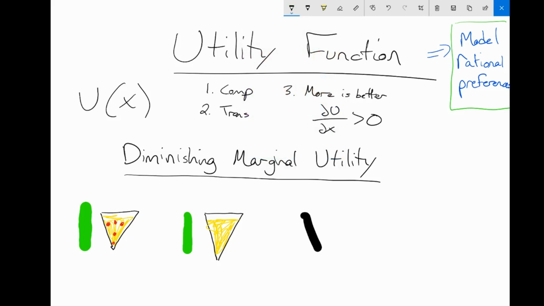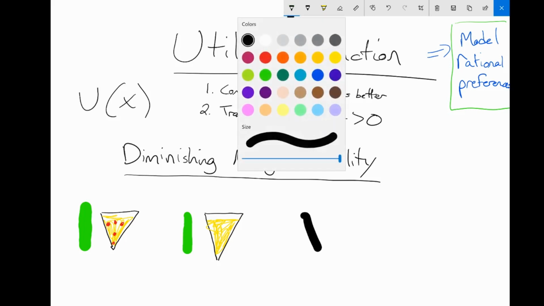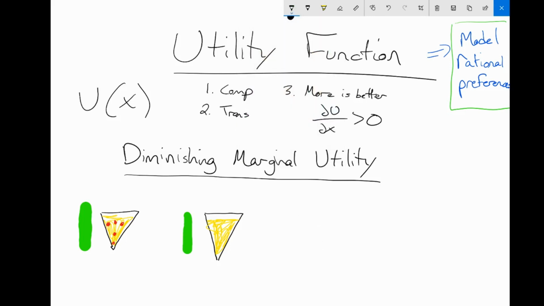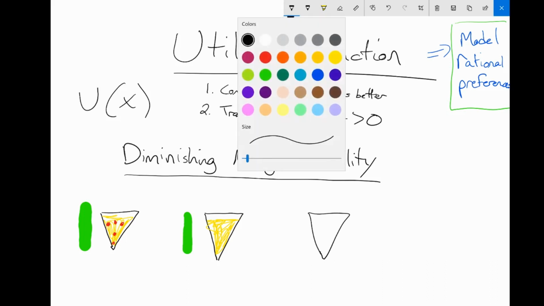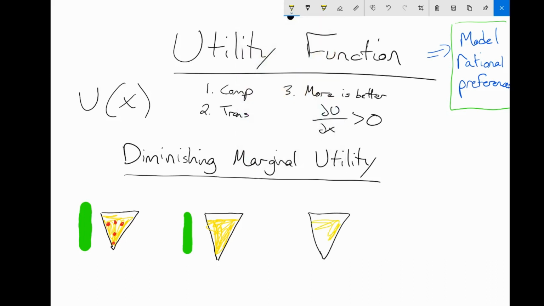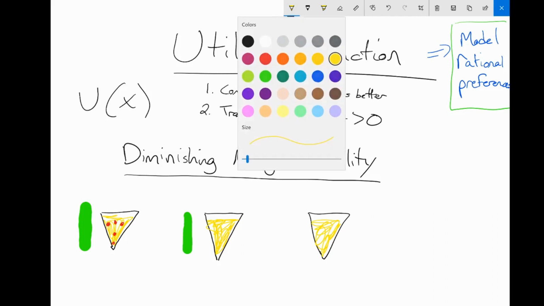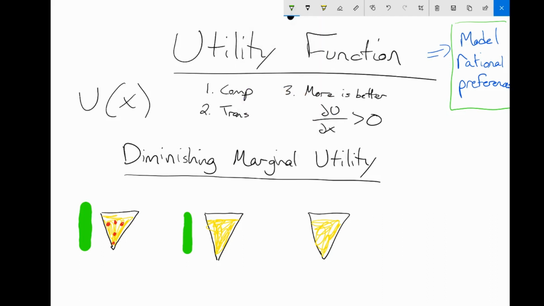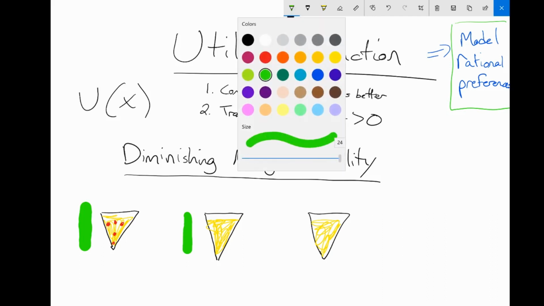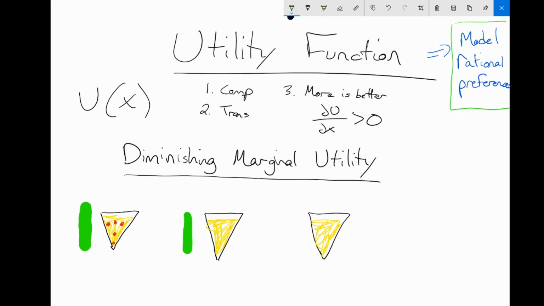Let's give you a third slice. So I give you a third slice of pizza. How much are you going to value that slice of pizza? Well, at this point, let's say these are big slices of pizza, and by the time you've eaten two, you're not really that hungry anymore. So sure, you like the pizza, but you don't value it nearly as much.